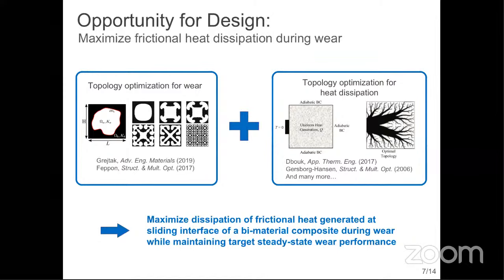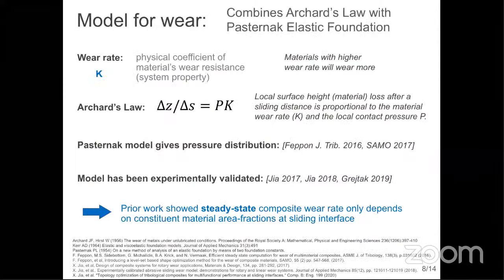To do this, we need a mathematical model for wear. I'm going to briefly list the main ingredients of our wear model, but more details are given in the references listed, and our model has also been experimentally validated in these references too. So first ingredient, we need a parameter to quantify a material's wear resistance. That is the wear rate K. Again, a higher wear rate means we lose more material during wear.